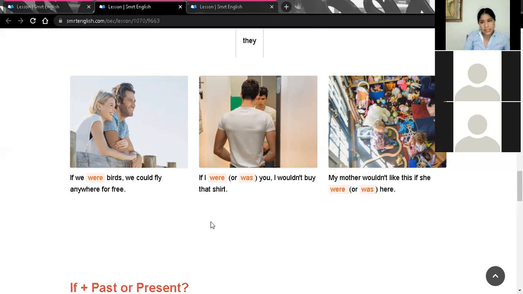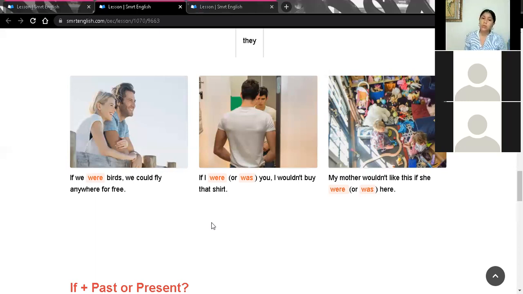Okay, let's read these examples. It says, if we were birds, we could fly anywhere for free. Remember that were is the verb to be, and it's in the past, right? And it's talking about things that we could say or start, but in the past. If I were or was, because remember, it's not that it's wrong, it's just that it's more common to use were. And we want to sound more natural, right? So it's better to use were.